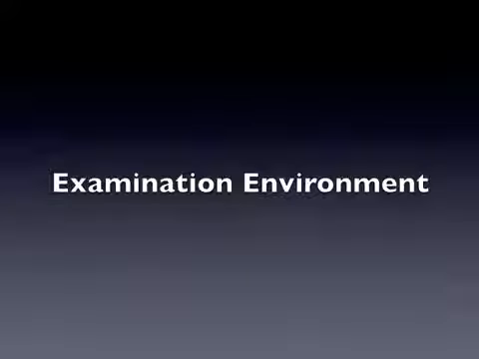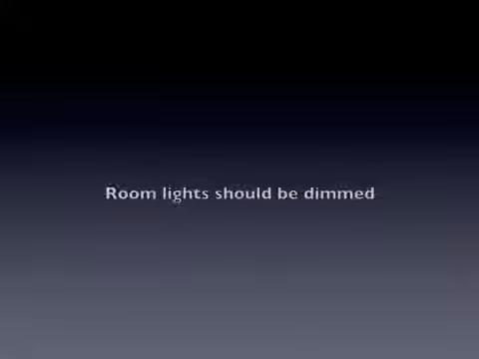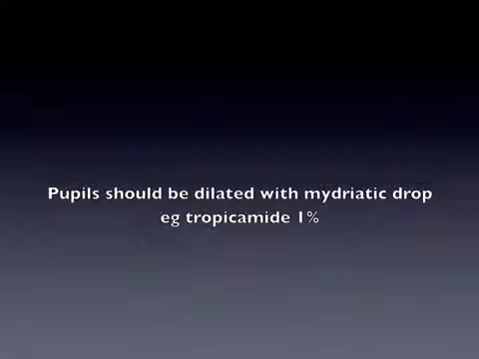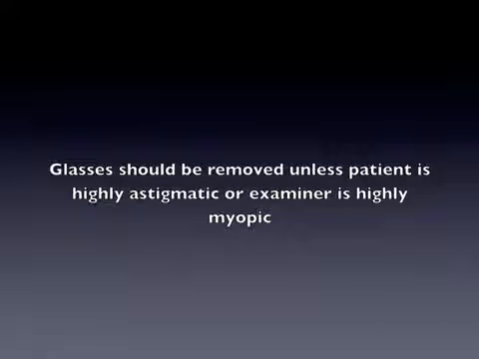Before examining the eye, it is important to set up the environment to allow a satisfactory examination. Firstly, the patient should be seated comfortably with enough room for you to stand at either side. Room lights should ideally be dimmed, although this has not been done for the purposes of this video. The pupils should be dilated with a mydriatic drop beforehand to allow a more thorough examination of the fundus without pupillary constriction. A suitable drop would be tropicamide 1%, which acts within 15 minutes and keeps pupils dilated for approximately 2 hours. The patient's glasses should be removed unless highly astigmatic, and the observer should remove glasses unless highly myopic.